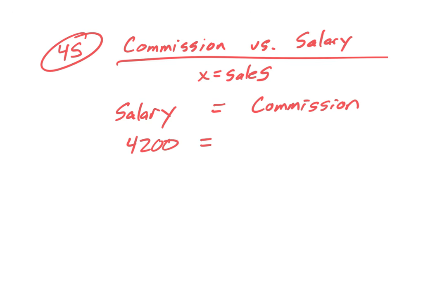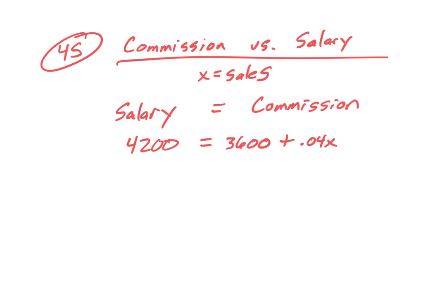No more, no less. If I sell a ton of furniture, I still make $4,200. If I don't sell anything, I make $4,200. With commission, you're going to make $3,600 for your base, but on top of that, they will give you a 4% commission. So you're making 4% of sales, where X is the number of sales. Once again, because it's a percentage, make sure we change it to a decimal. If you don't change it to a decimal, your numbers are going to be way off.